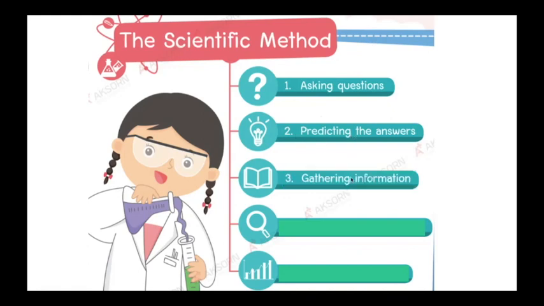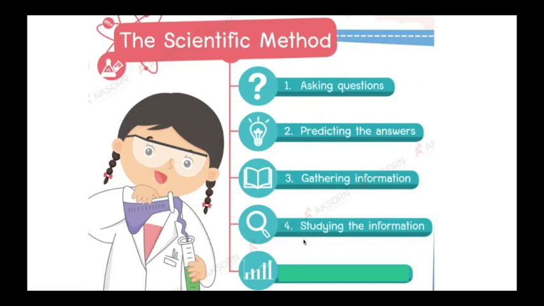Step number 3. Gathering information, or do a test or experimentation. And number 4, do you remember what is number 4? After experimentation and gathering information, we study the information, or analyze data, right? Studying the information. One more time, repeat after me. Studying the information.